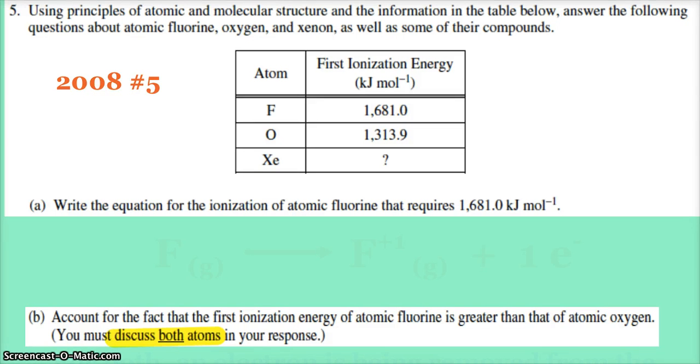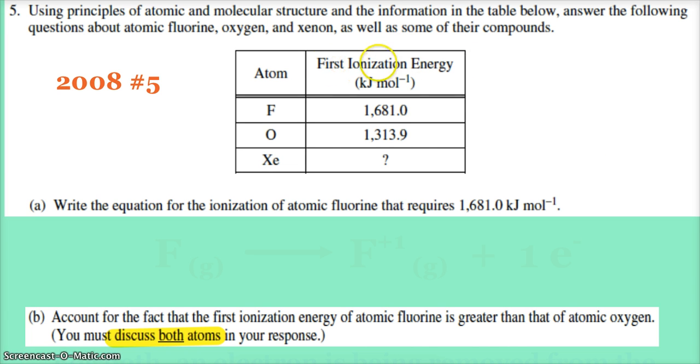Alright, so here we see question number 5 from the 2008 exam. We're going to look at some first ionization energy stuff, some periodicity things, and some Lewis structures. So here we see, using principles of atomic and molecular structure and the information in our table below, answer the following questions about atomic fluorine, oxygen, and xenon, as well as some of their compounds.